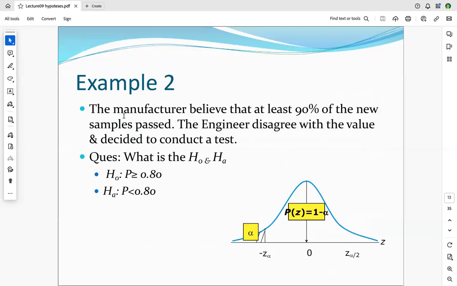Another example is the manufacturer believed that at least 90% of the new sample passed. The engineer disagreed with the value and decided to conduct a test. At least means it might be 90% or more. So your null hypothesis is probability more than 0.8. Because the whole area under the standard normal distribution is 1, we can convert it into 0.8. Whereas the alternative is smaller than 0.8. Right. So in this case, we have the left tail.